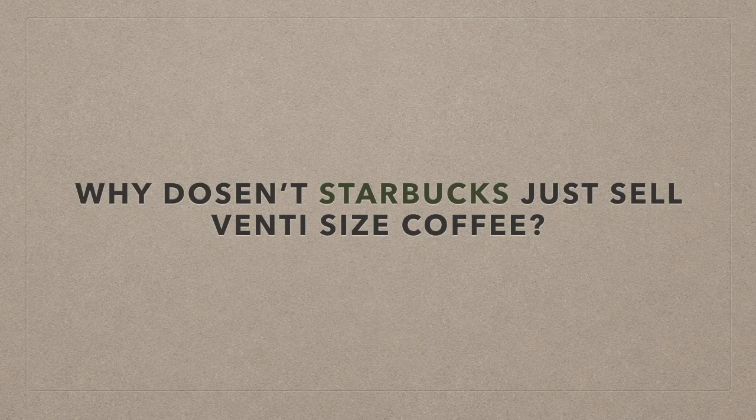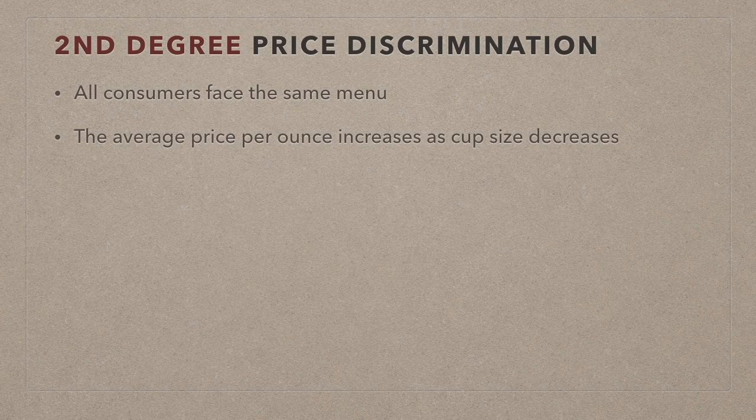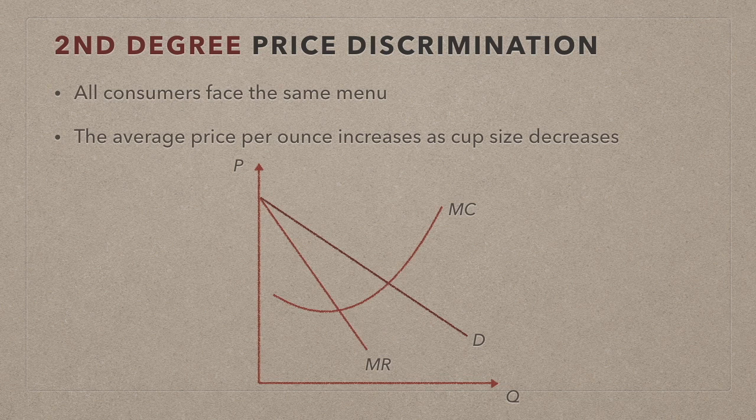Then people might ask, why doesn't Starbucks just sell venti-sized coffee to get more profits? Well, from the firm's perspective, there's another way to gain more profits, which is the second-degree price discrimination. In this case, all customers face the same menu, but Starbucks charges more per ounce on small-sized coffee than large cup sizes. There's the demand curve and marginal revenue curve and marginal cost curve for Starbucks.